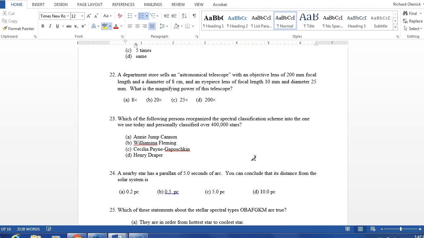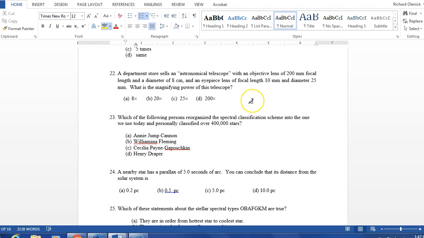A department store sells an astronomical telescope with an objective lens of 200 diameter 8 and an eyepiece focal length 10. The magnification is the focal length of the objective over the focal length of the eyepiece, so that's 200 over 10, or 20 times. Which of the following persons reorganized the spectral classification? We know that was Annie Jump Cannon.